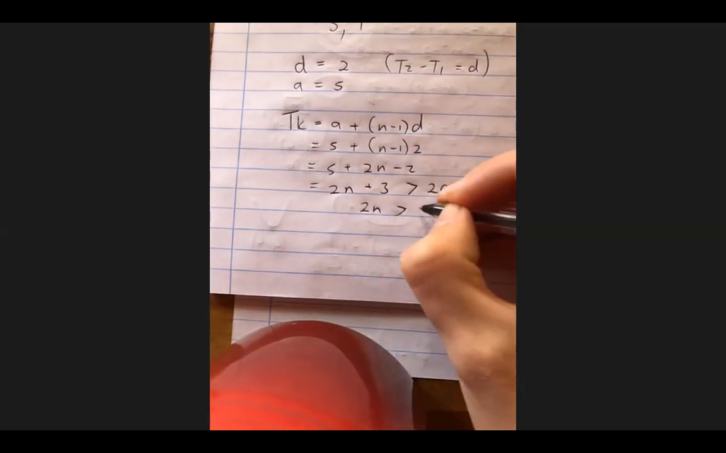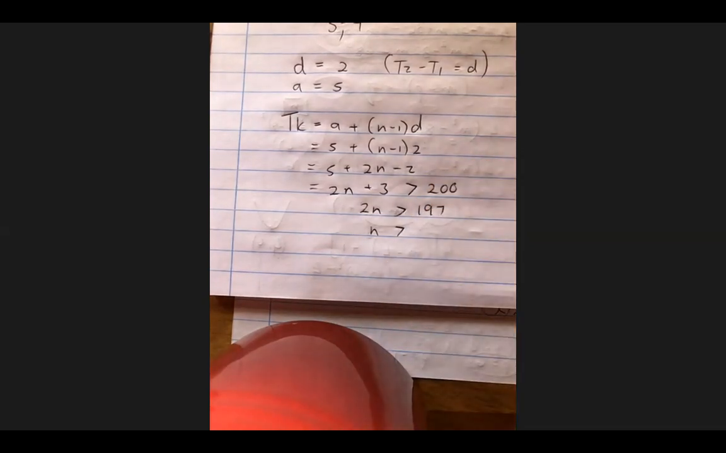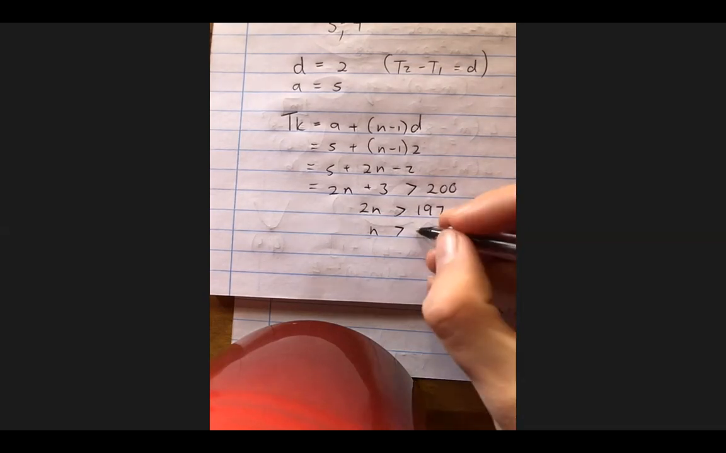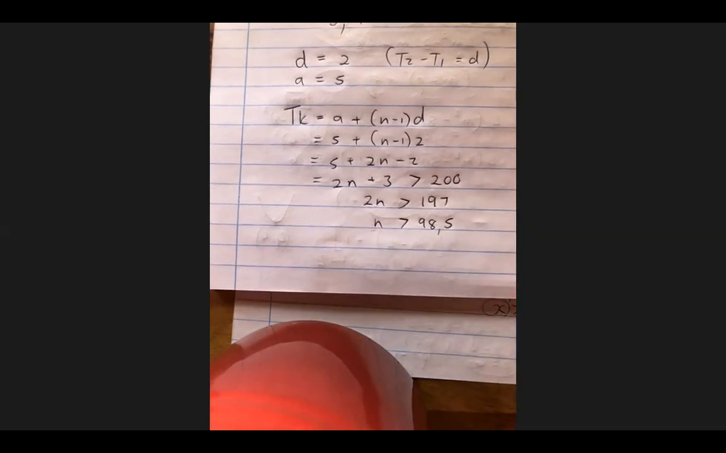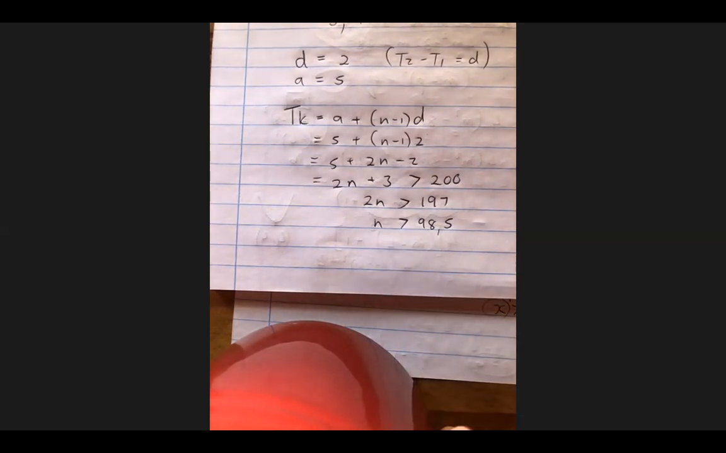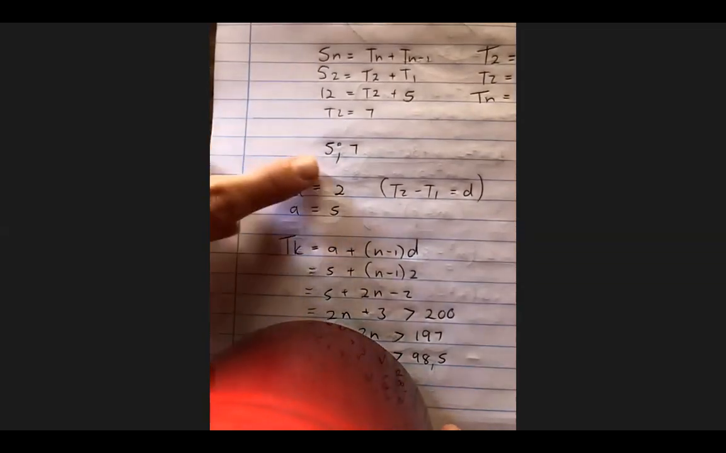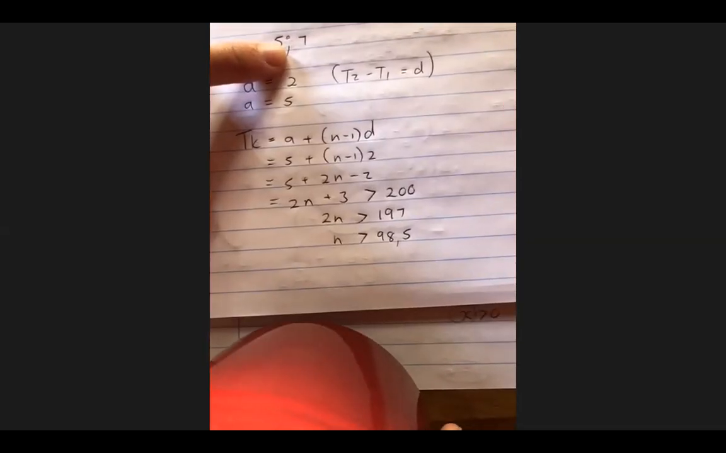Bring this over, 197. Don't make sign errors. I'm getting 197 divided by 2. That is 98.5. Which means that, remember, n has to be an integer, because n refers to term 1, term 2, term 3, term 4. If we're looking at a sequence like this, we don't go term -1. We don't go term 2.5. It has to be a natural number. That's something that you must remember.